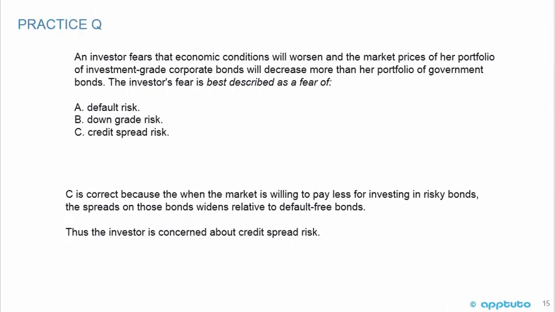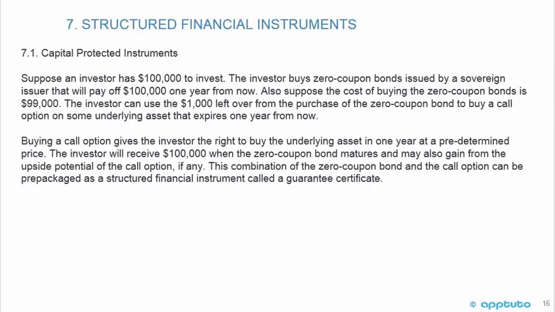C is correct because when the market is willing to pay less for investing in risky bonds, the spread on those bonds widens relative to the default-free bonds. Thus, the investor is concerned about credit spread risk. So now we're looking at structured financial instruments. We're moving into corporate notes, and we're looking at structured financial instruments.